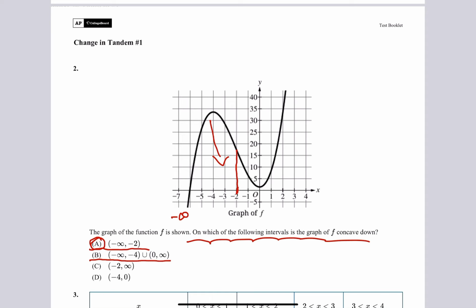What about B? Negative infinity to negative 4 and 0 to infinity? Well, not really. From 0 to infinity, it's facing upwards, so B is out. C, negative 2 to infinity. From negative 2 to infinity, it's actually facing upwards. C is out. So we're left with D, which is negative 4 to 0. From negative 4 to negative 2, it was facing downwards, but from negative 2 to 0, it's facing upwards. So D is out as well. The answer is in fact option A.